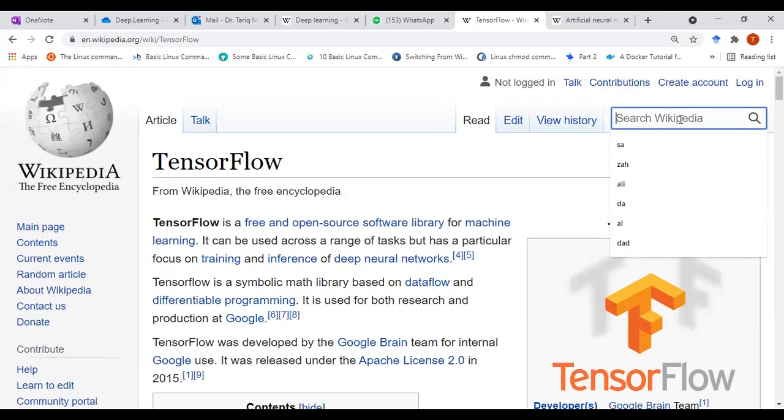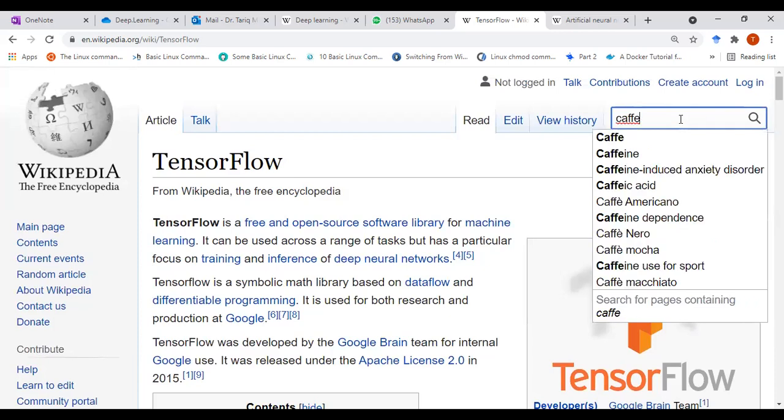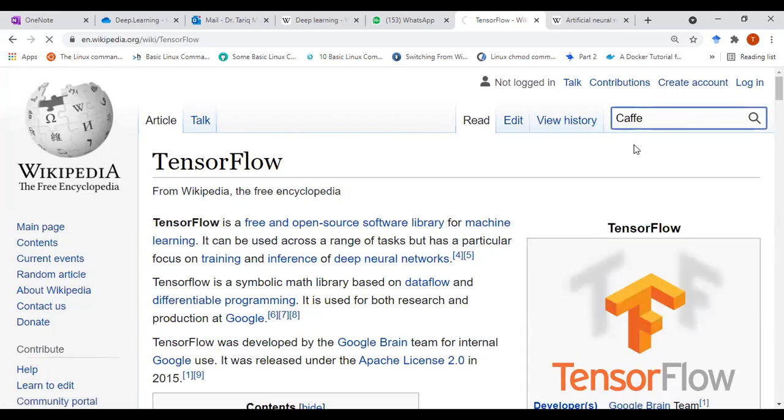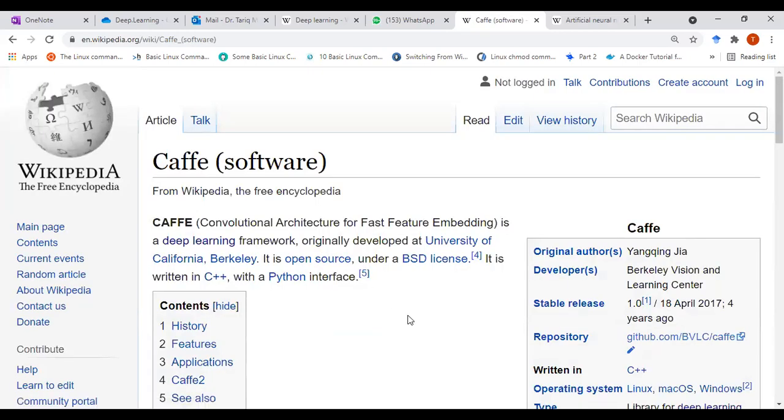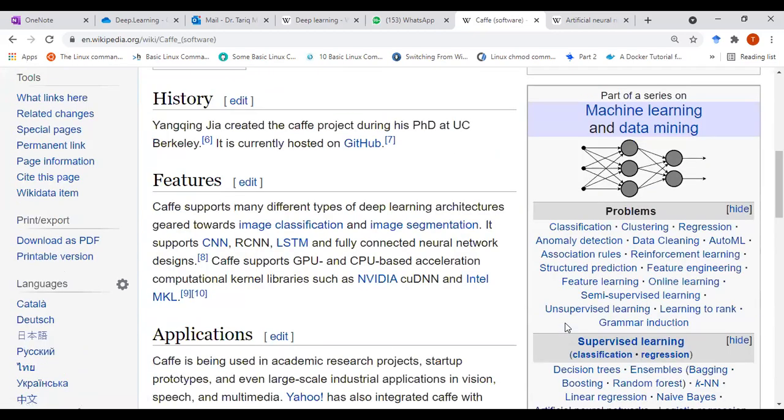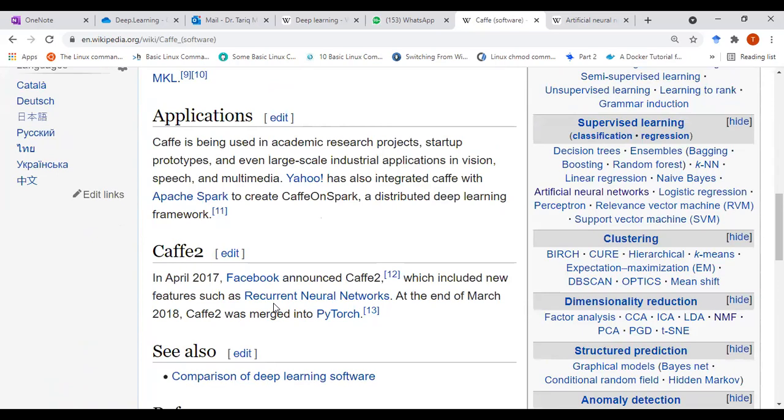The other API that you need to see is Caffe. This is the Caffe software library for deep learning. You can use that as well. It was developed in Berkeley. This is also famous, so Caffe is something that we can use.